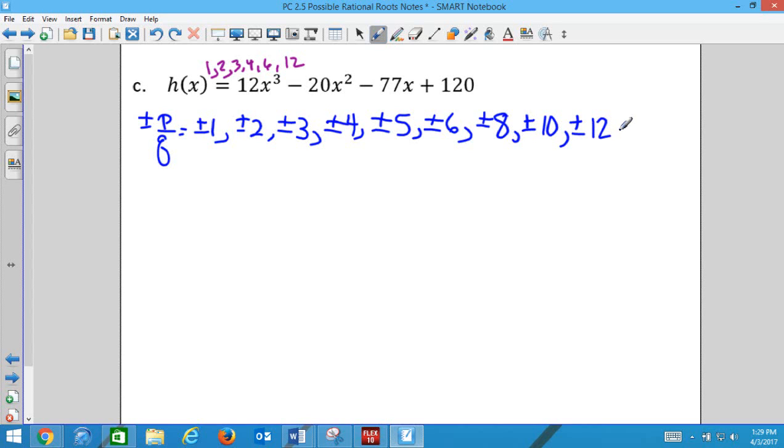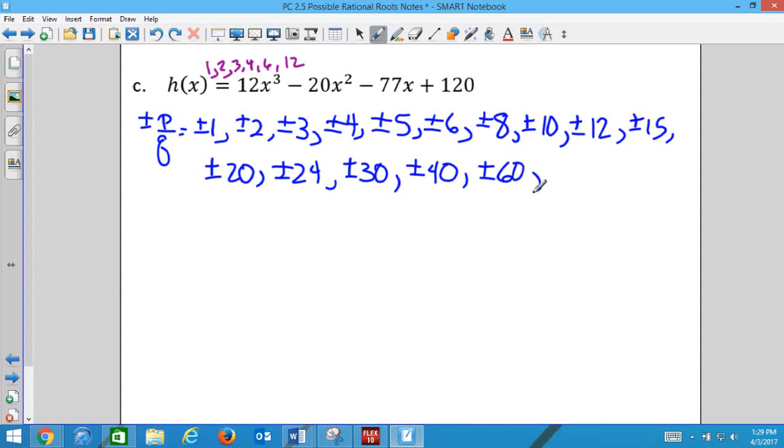So what makes 8? 15. What makes 6? 20. 5 is 24. 4 is 30. 3 is 40. 2 is 60. And 1 is 120.